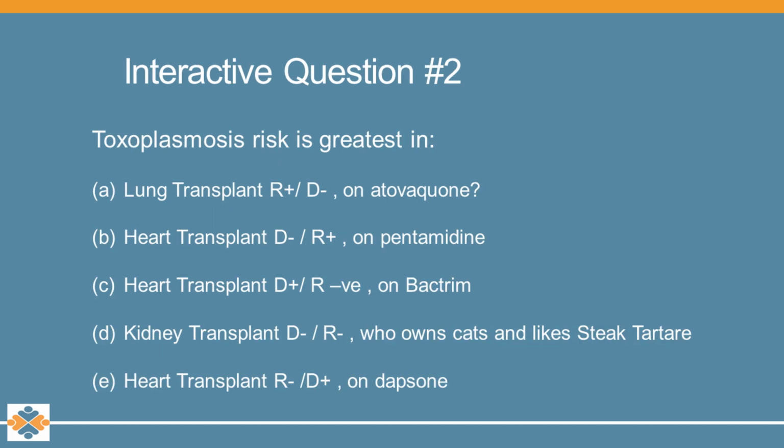I'm going to try and change topics slightly and talk about toxo. So as a question, we've had some changes in toxo testing over the last year or so in the US. And so I want to ask, who's at the greatest risk of getting toxoplasma? A lung transplant who's R plus D minus, and they take atovaquone. A heart transplant who's R plus D minus on pentamidine. A heart transplant who's D plus R minus on Bactrim. A kidney who has a propensity for French cooking, or a heart transplant who's on dapsone being D plus R minus. And I'll give folks a couple of minutes to try and pop in some answers.